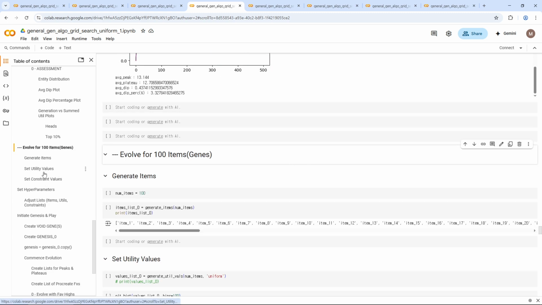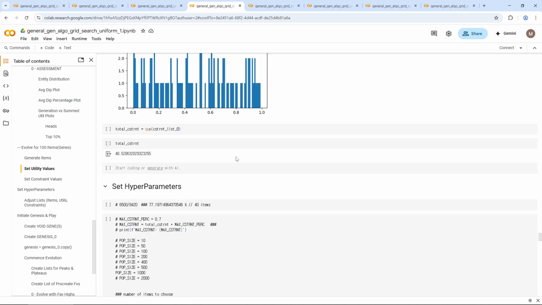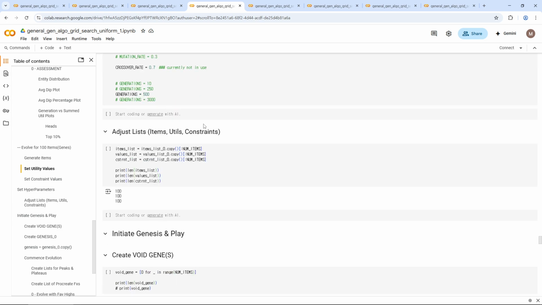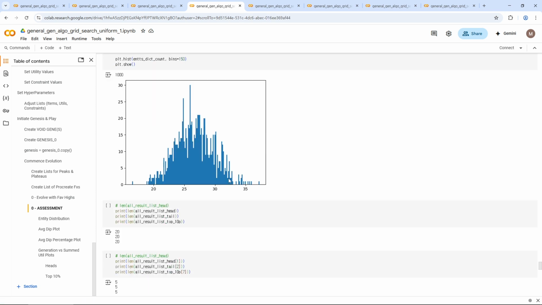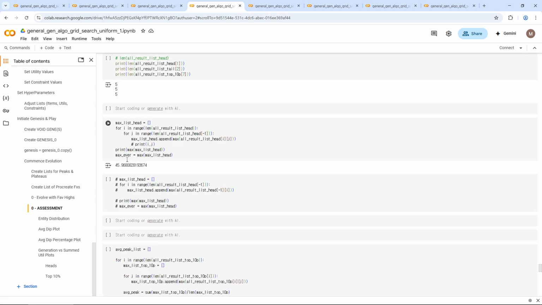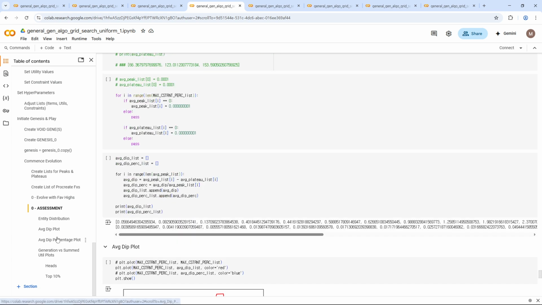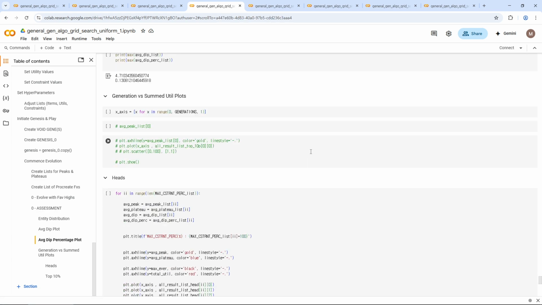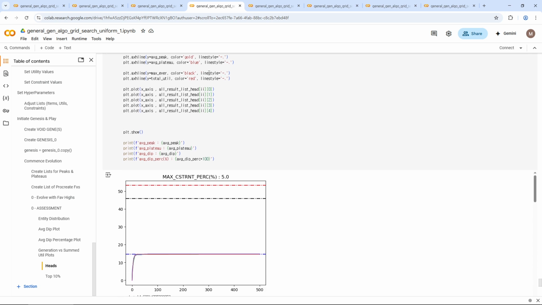Okay, 100 items. Utility values, total sum is 53.26. Total sum of constraint values is 48.52. And assessment, yep, distribution, central limit theorem again. Maximum error is 45. And dip percentage plot, as usual. Heads. Yep. Total sum of utility values is red. Maximum error is black. Let's see when we hit it.